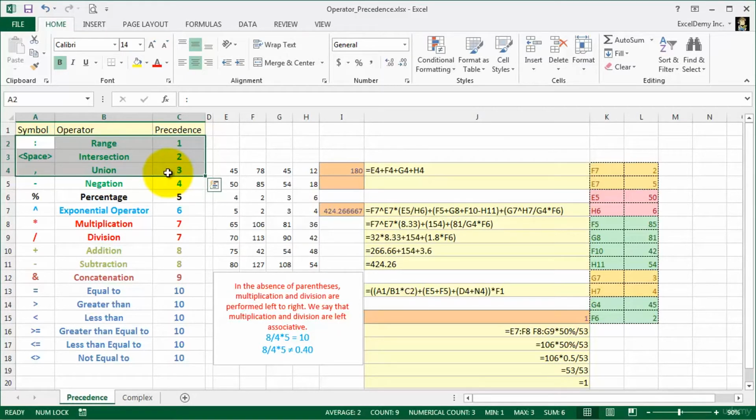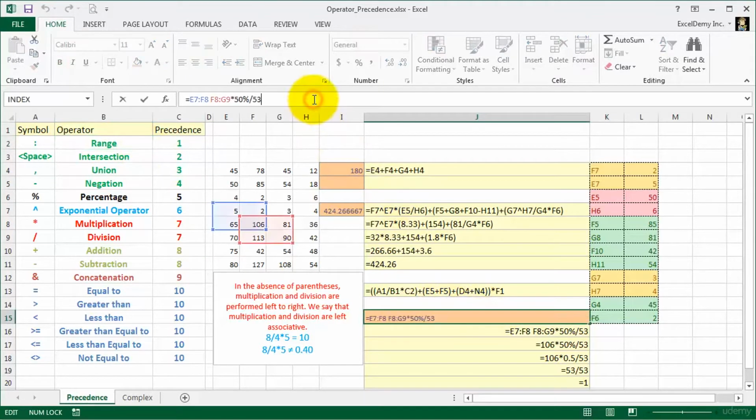Look at this operator precedence list. The first one is the range operator. Click on this one cell and click on the formula. In this formula, E7 colon F8 refers to this range and F8 colon G9 refers to this range. So in this formula, these two ranges will be evaluated at first. Then the space operator, its precedence level is 2. So this whole part will generate the intersection of this range and this range. Intersection means the common part. The common part of this range and this range is 106.